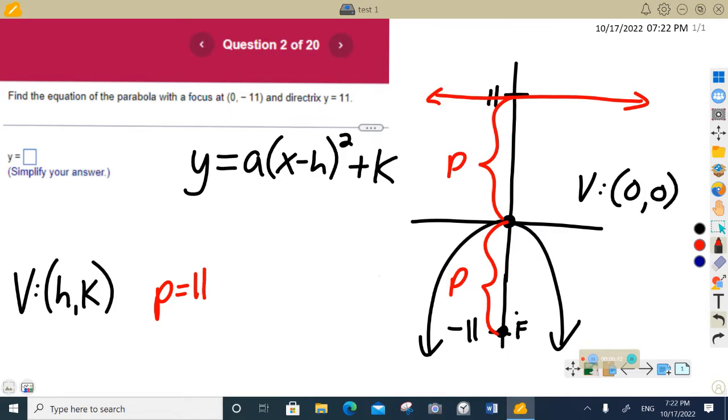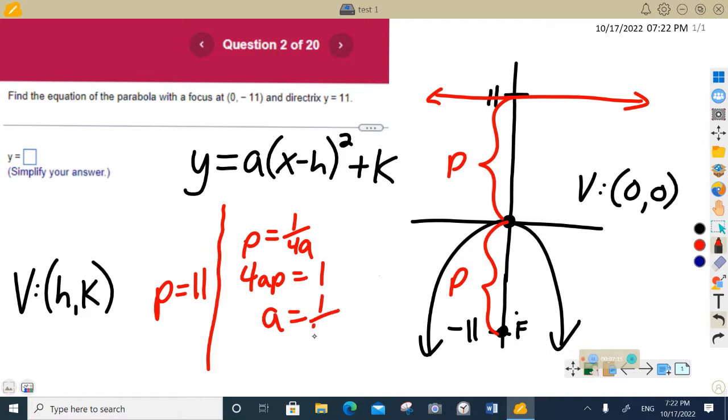And we're looking for A. So there's 2 equations that you can use. You really just need to memorize one and know how to manipulate the equation. You can use P is equal to 1 over 4A, but we don't know A. Or if you multiply both sides by 4A, you would have 4AP equals 1. And then to solve for A, you would divide by 4P. So if you divide by 4P, you get A equals 1 over 4P. So you'll notice either one you use, it's either P equals 1 over 4A or A equals 1 over 4P. We're looking for A, we know P. So A is 1 over 4 times 11, which would be 1 over 44.